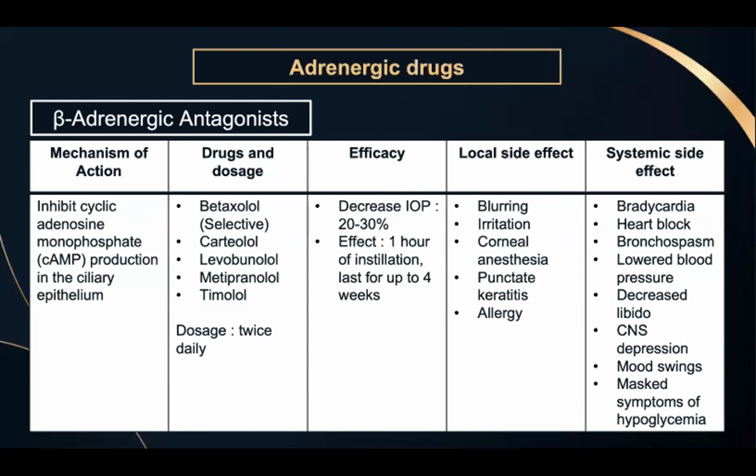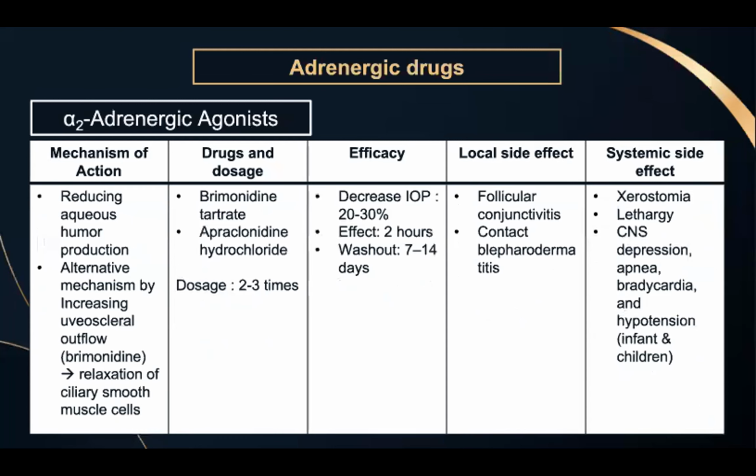Five topical beta blockers are approved for the treatment of glaucoma. Betaxolol is the only topical beta-1 selective antagonist, but less effective than the non-selective antagonists such as carteolol, levobunolol, metipranolol, and timolol. With doses twice daily, they can decrease the IOP from 20 to 30%. The local side effects are blurring and corneal anesthesia, and the systemic side effects are bronchospasm, bradycardia, lower blood pressure, and CNS depression. The second one is alpha-2 adrenergic agonist.